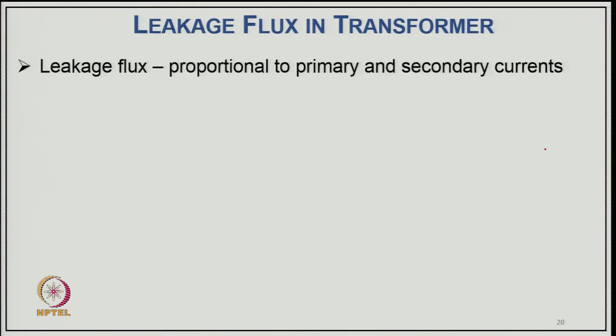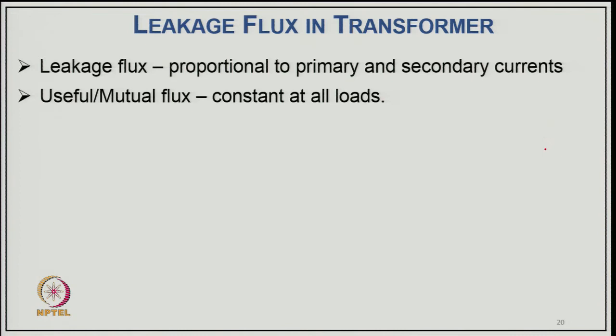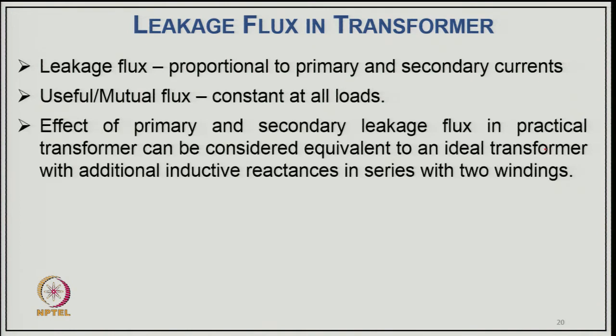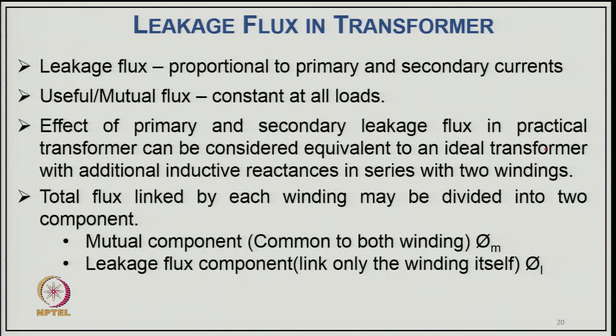So, leakage flux is proportional to primary and secondary current, and of course, the useful mutual flux is constant at all loads. The effect of primary and secondary leakage flux in a practical transformer can be considered equivalent to an ideal transformer with additional inductive reactances connected in series with the two windings. The total flux linked by each winding may be divided into two components. One is a mutual component that is common to both windings, that is phi m, and another is a leakage flux component linked only with the particular winding, either primary or secondary.